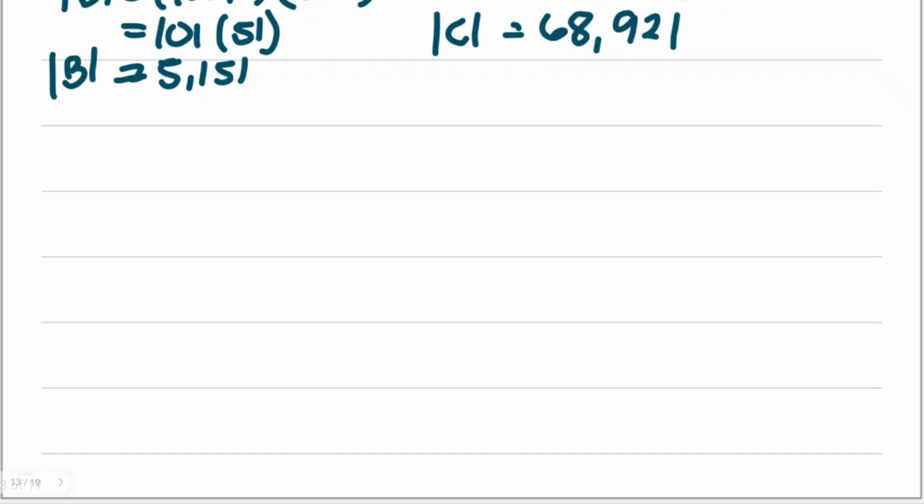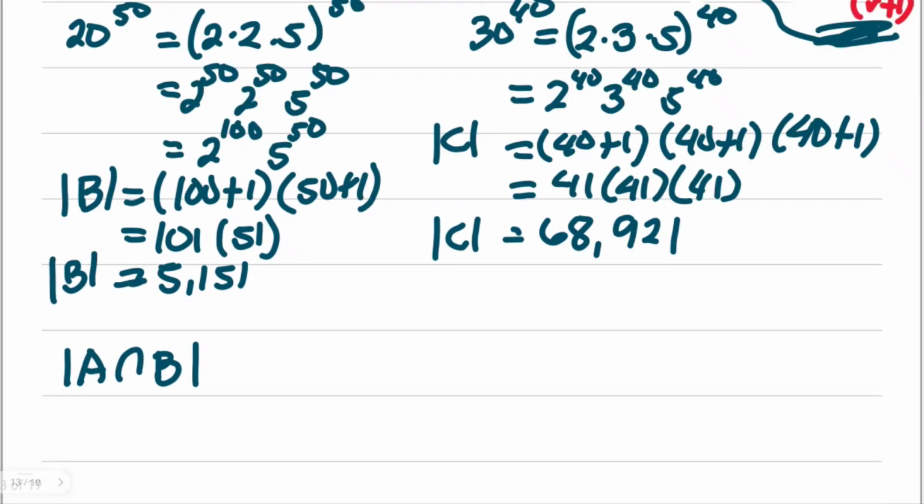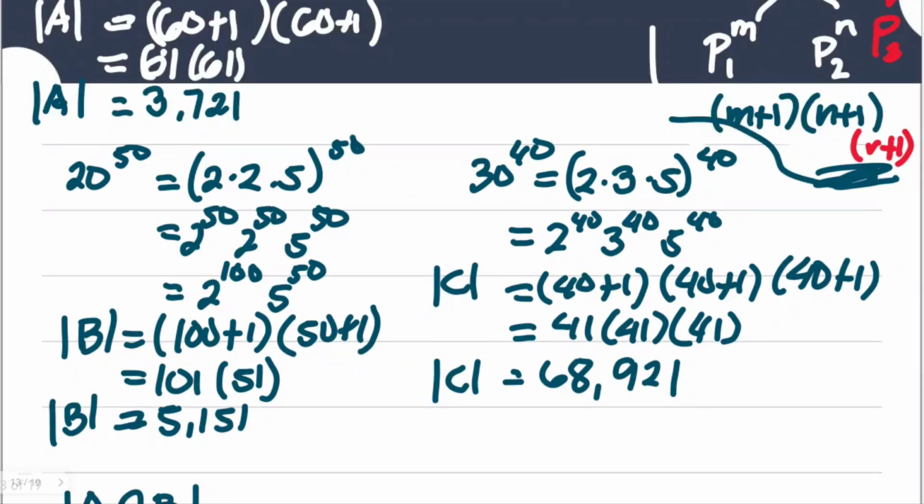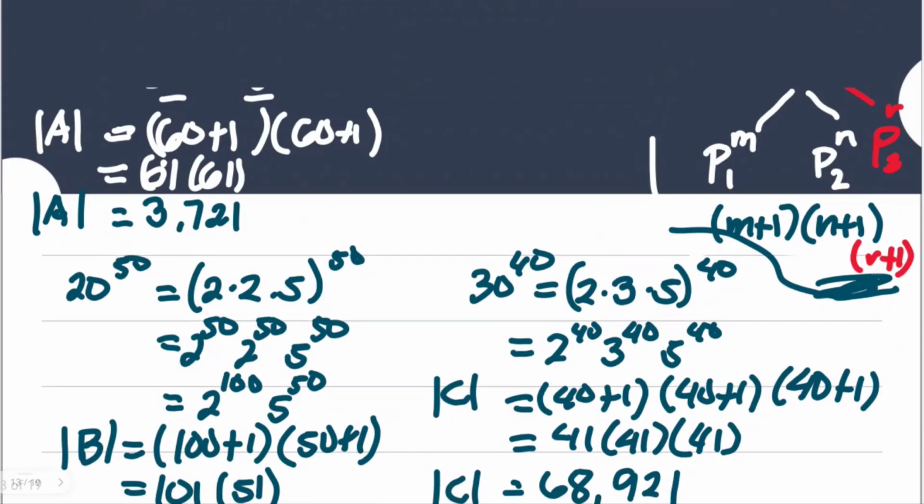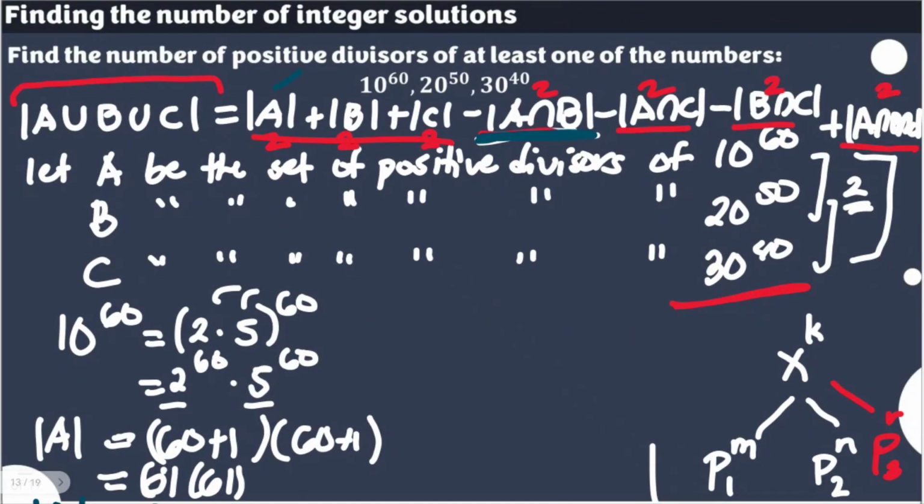So how do we identify the cardinality of A intersection B? We don't need this anymore. We might need the prime factorization, but we don't actually need to use the power law, etc. Here's the hint, and this is also discussed in the previous video. For this, take note that A talks about 10 to the power of 60, and B talks about 20 to the power of 50.